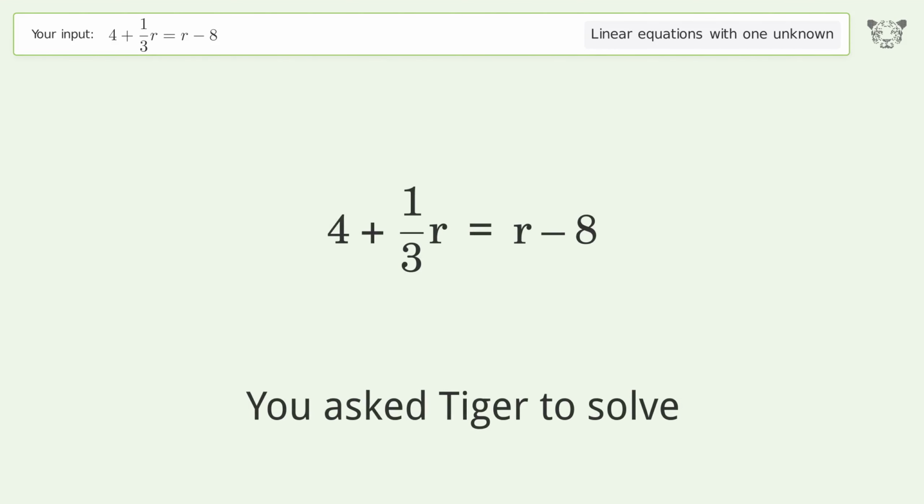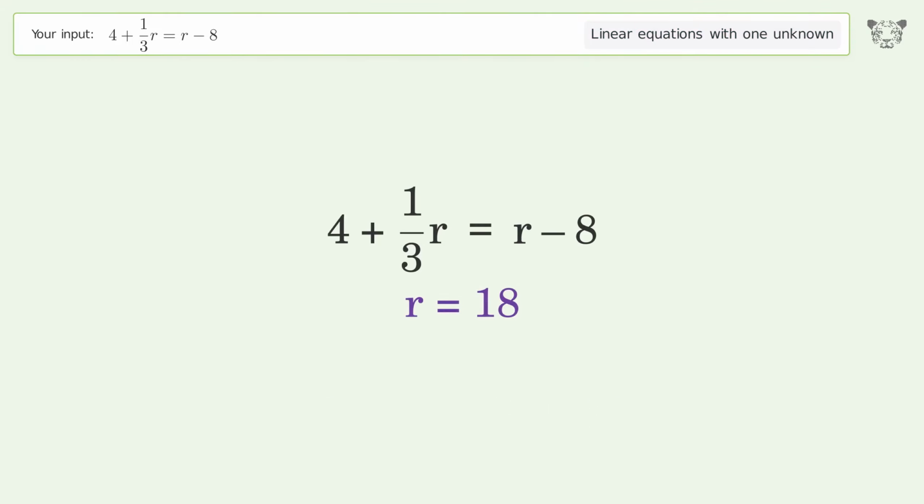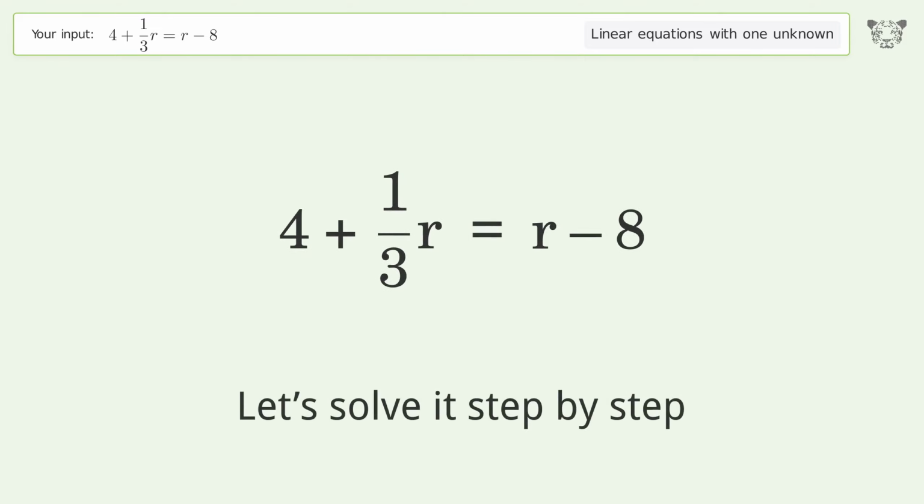You ask Tiger to solve. This deals with linear equations with one unknown. The final result is r equals 18. Let's solve it step by step.